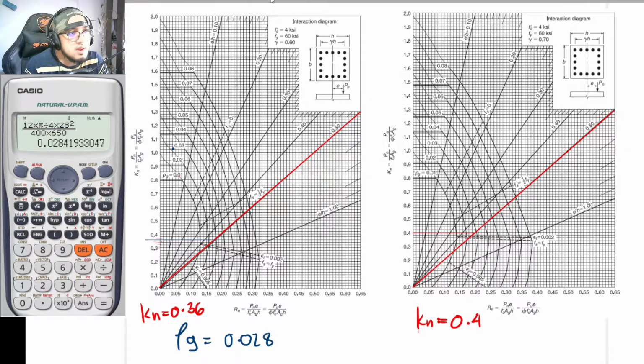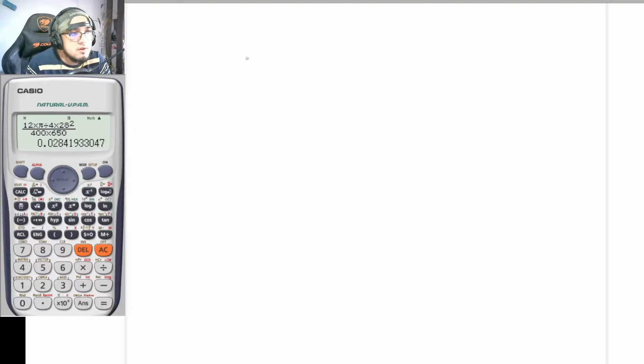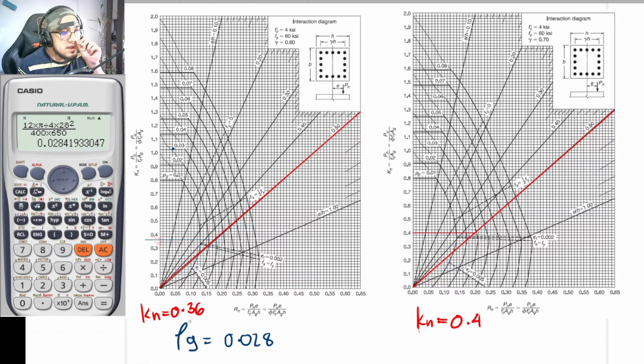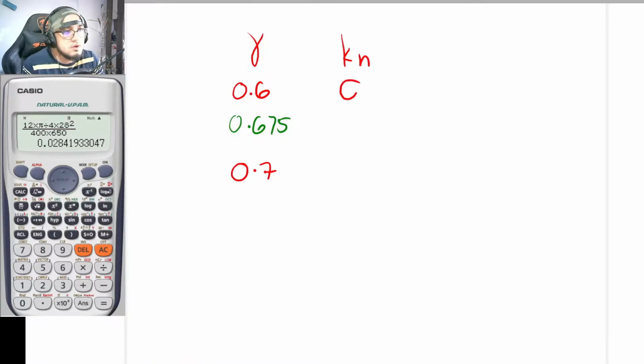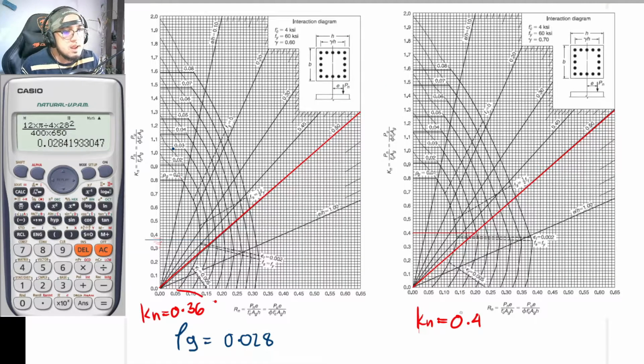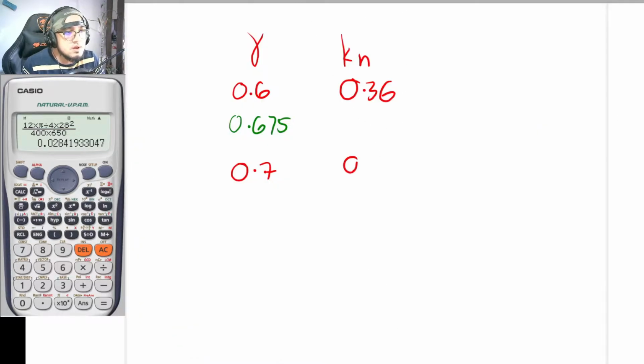So, what will we do with that? Next slide again. For gamma, and this is now for your Kn. For gamma equal to 0.6, then this, is it 0.6? Oh, right, 0.6. This is to be 0.7, then this is what we are looking for, 0.675. Here, for our Kn, what we solved is 0.36. Then here, what we solved is 0.4.